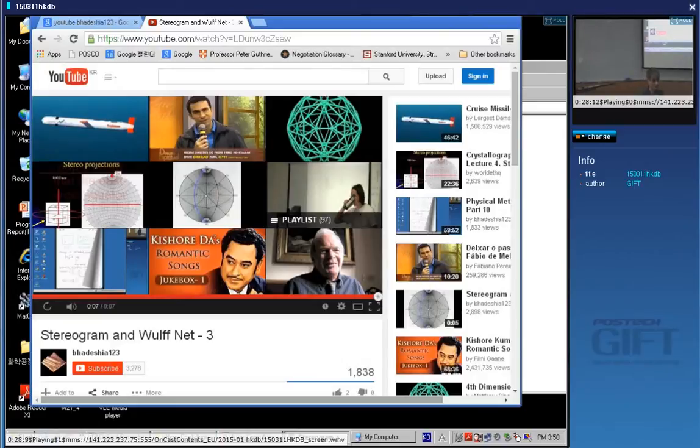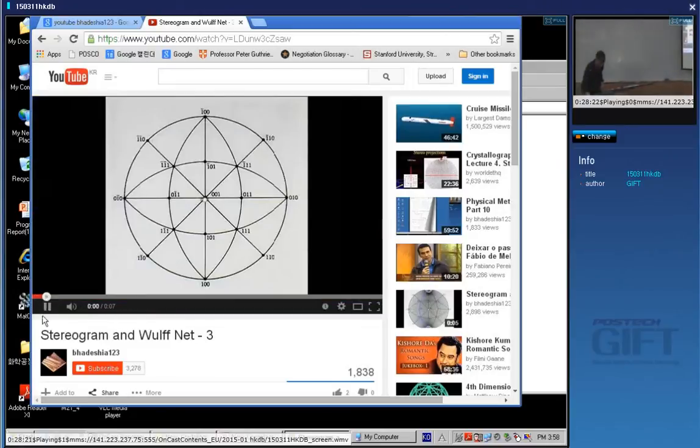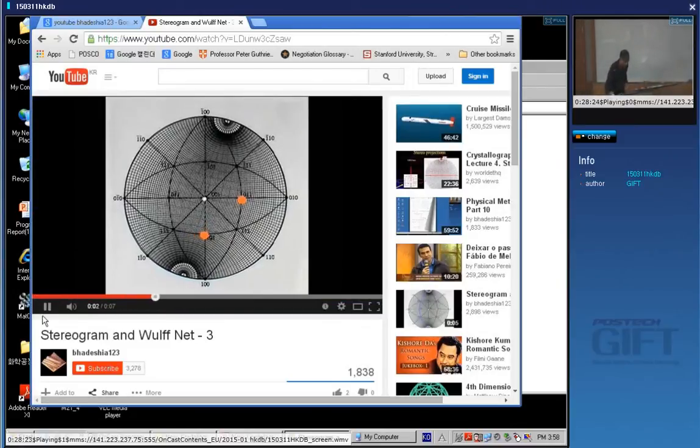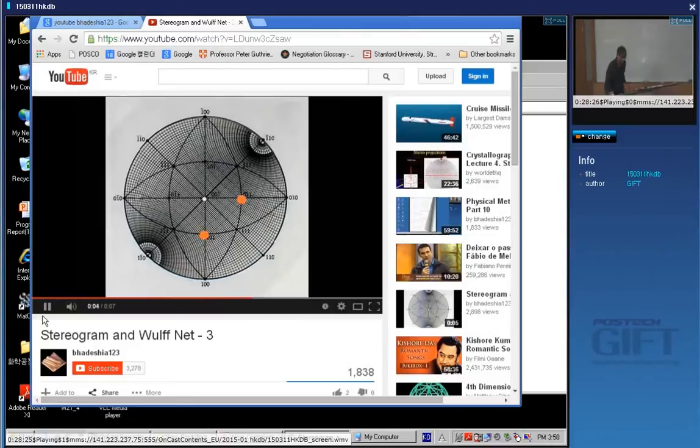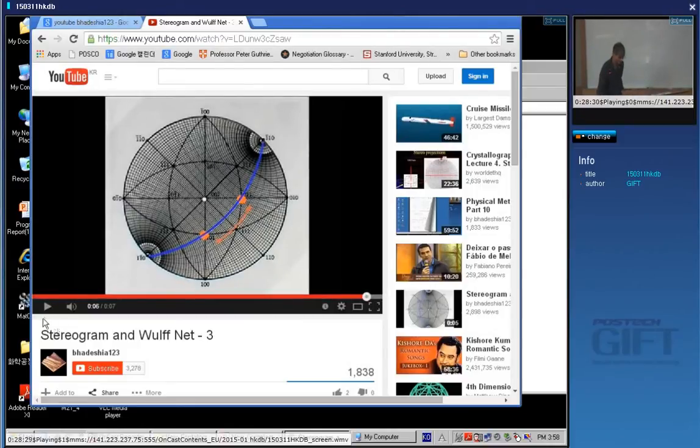I'll show it once again. So we've got these two points, and I want to measure the angle, so I rotate the Wulff net until they lie on the same great circle here. Okay, so there's a great circle here. I can just count off the angles on the Wulff net. But to measure the angle, they must lie on the same great circle. That's a basic principle.